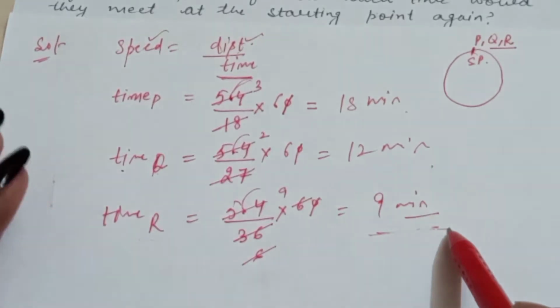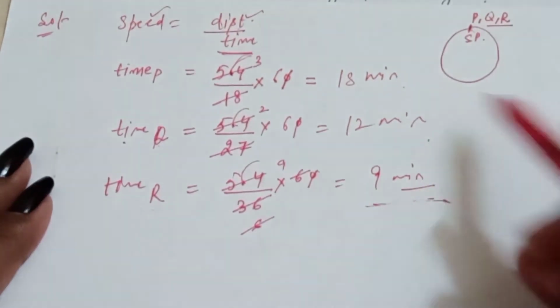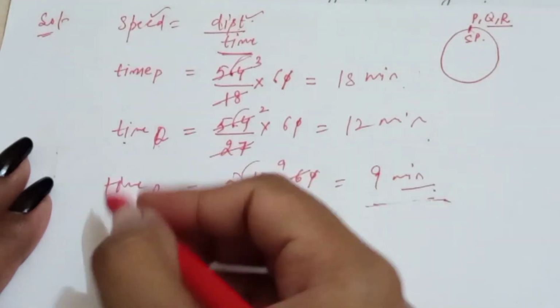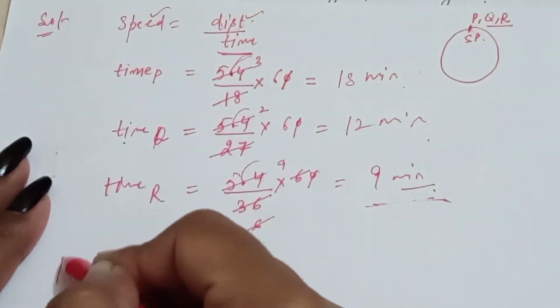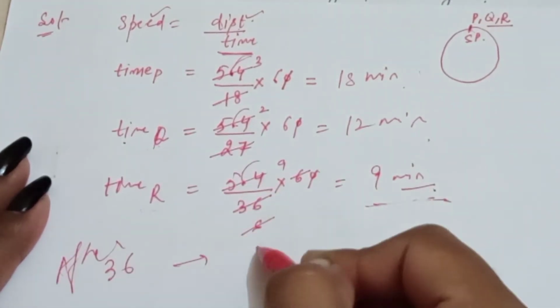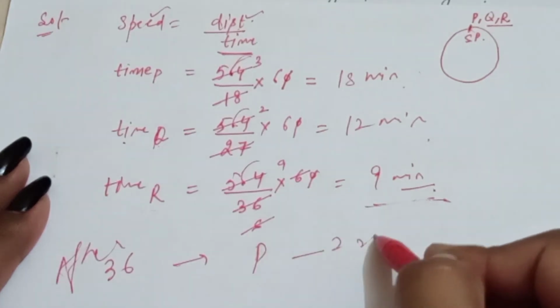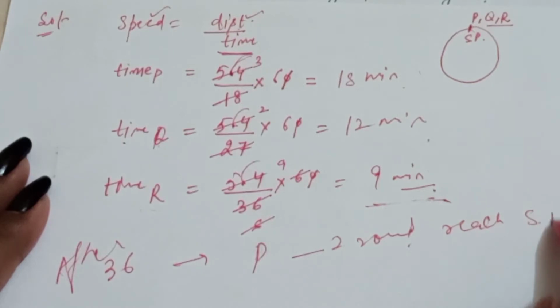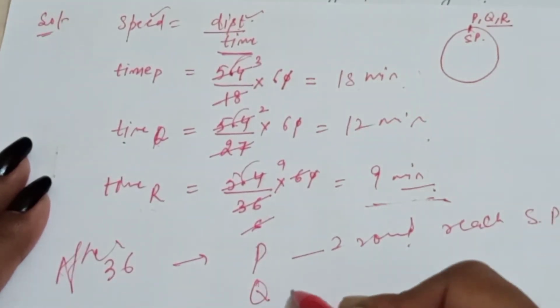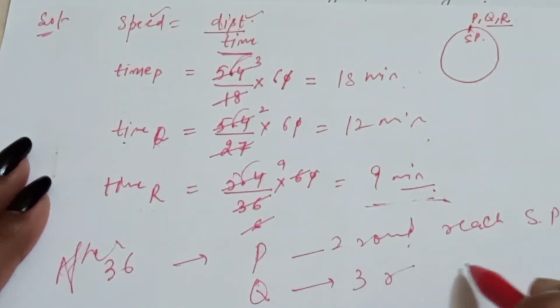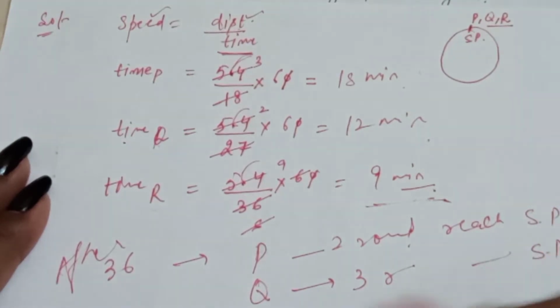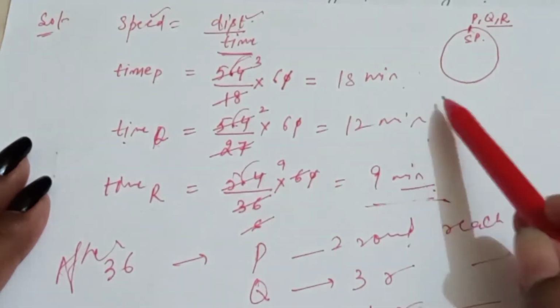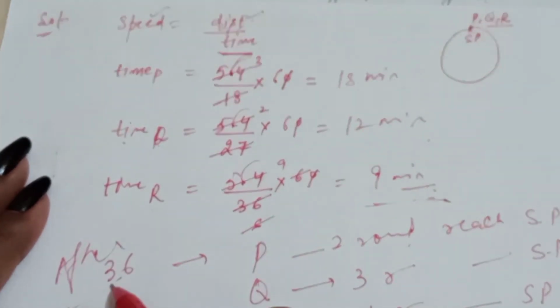So we can see easily that after 36 minutes, P will cover 2 rounds and reach the starting point. Q will cover 3 rounds and reach the starting point. R will cover 4 rounds and reach the starting point. From this data we can easily analyze this result.